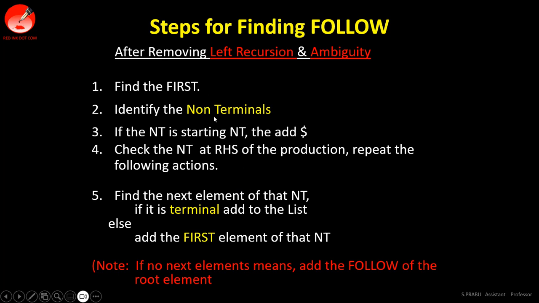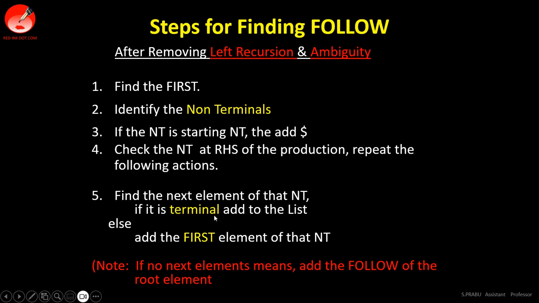Before doing this process, you should remove any left recursion and ambiguity present in your grammar. Then you should find the first elements. From this, any one of the non-terminals is a starting symbol. Identify that starting symbol and add $ as one of the follow elements. Then check the particular non-terminal on the right side of the production. Then identify the next element.